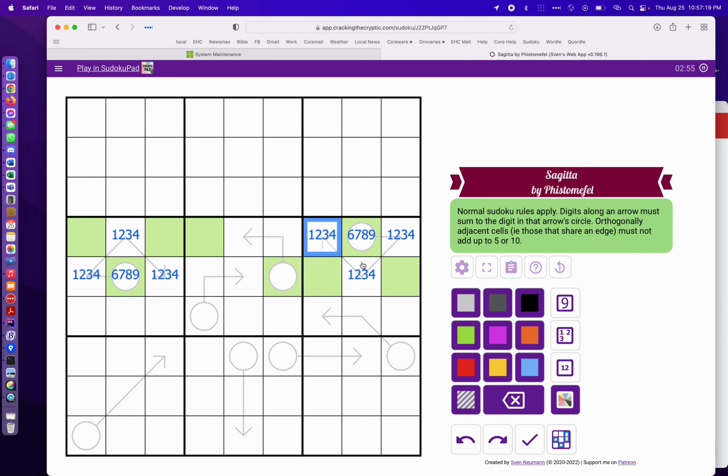Okay, and it's also interesting to note that for every high digit that's not a 5, there's going to be a corresponding low digit that it can't be next to. So a 6 can't be next to 4, 7 can't be next to 3, 8 can't be next to 2, and 9 can't be next to 1.